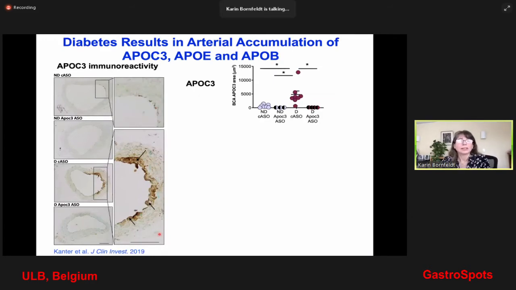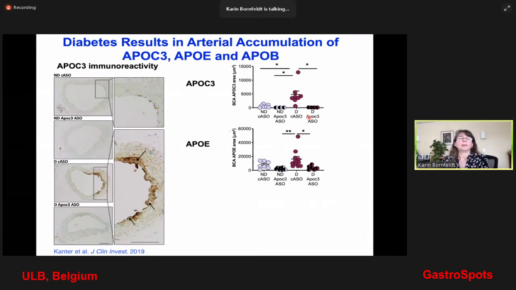Jenny also looked at whether ApoC3 accumulates in the artery wall by using immunohistochemistry. And the ApoC3 here is this brown reaction product in this very early lesion. You can see that ApoC3 has accumulated in the layer of the artery that faces the lumen, and that the diabetic animal here, given a control antisense, has much higher levels than the non-diabetic control. And this is quantified here. And of course, the ApoC3 antisense normalizes or prevents accumulation of ApoC3 in the artery.